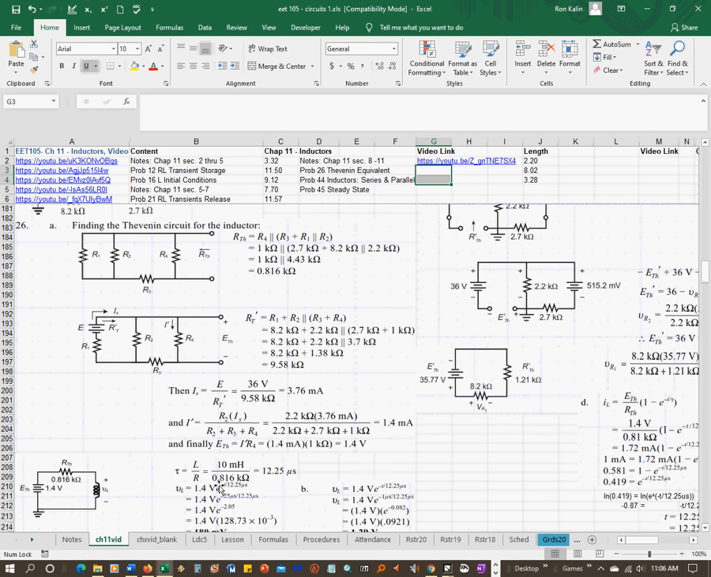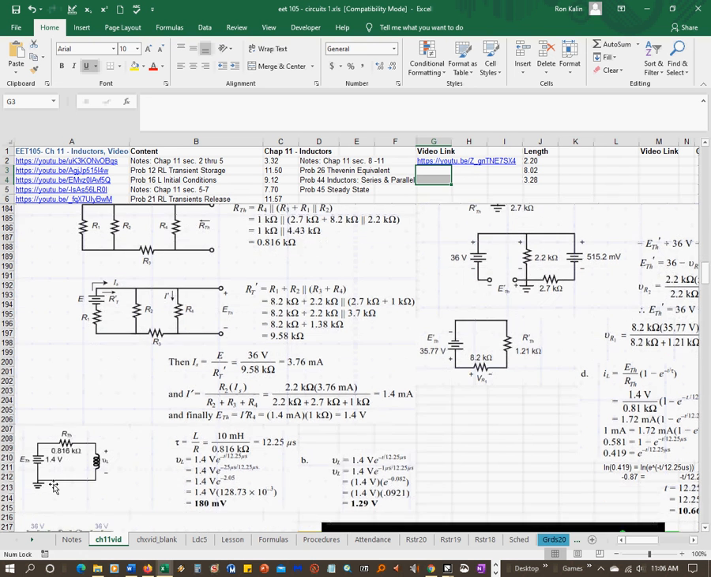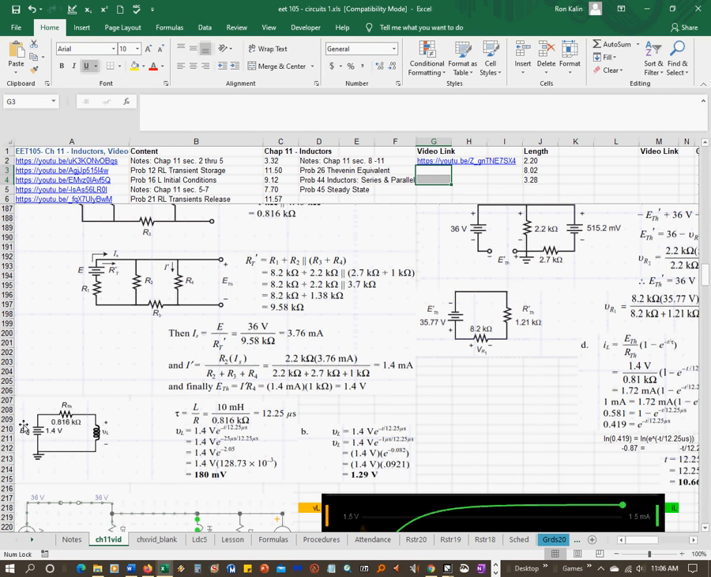That's just getting it set up. So now here's your Thevenin circuit, which is E Thevenin in series with R Thevenin. You put the inductor back in, and now your tau equals L divided by R. It's R Thevenin that you put in for R.